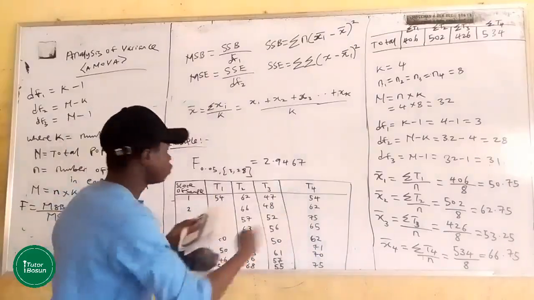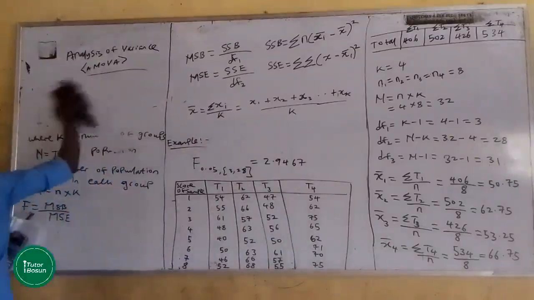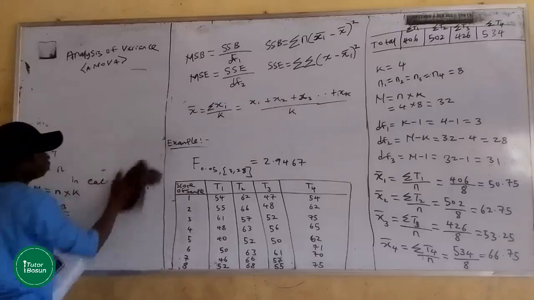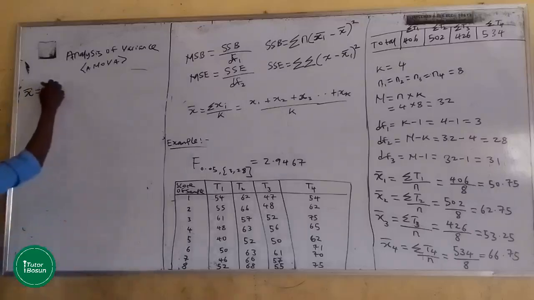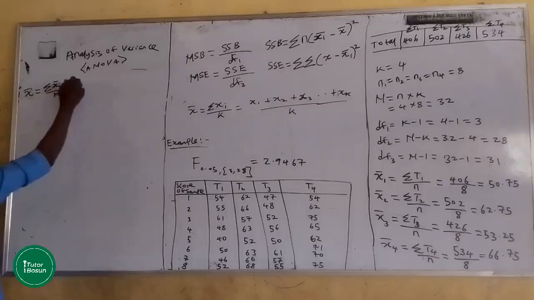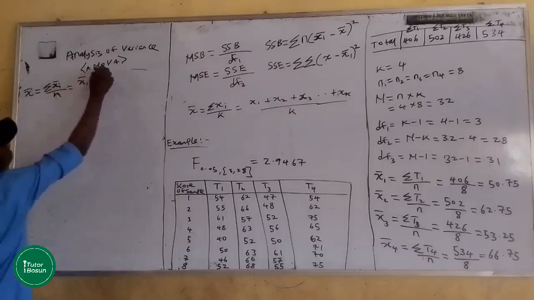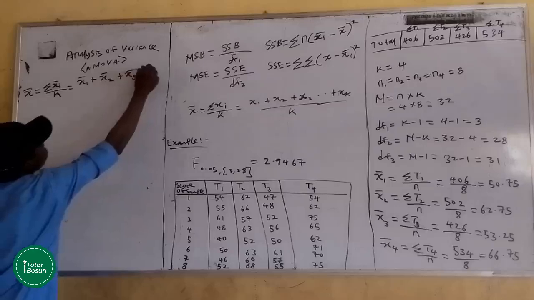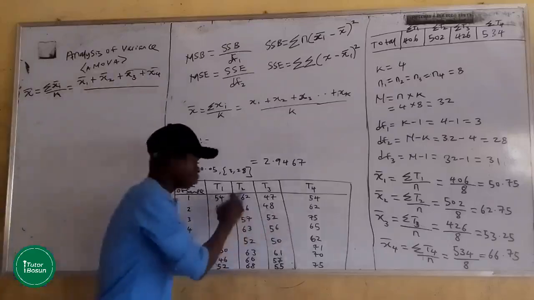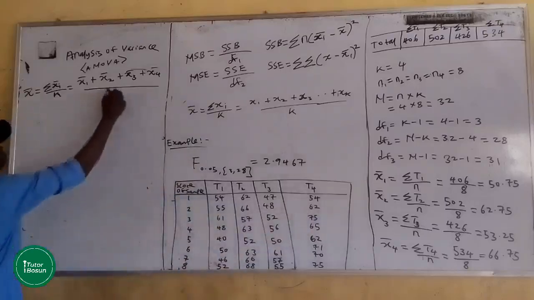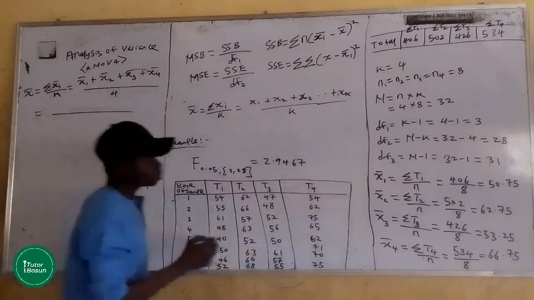So we cannot get the overall mean from that information. To get our overall mean, X bar, the overall mean will be the summation of xi bar divided by k. That is X1 bar plus X2 bar plus X3 bar plus X4 bar, divided by k, the number of groups, which is 4: 1, 2, 3, 4.